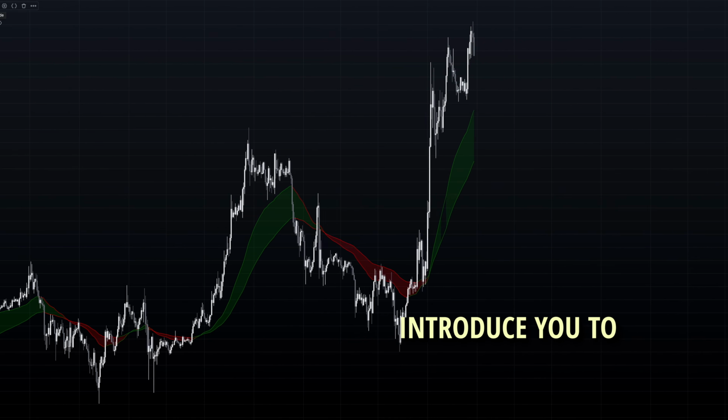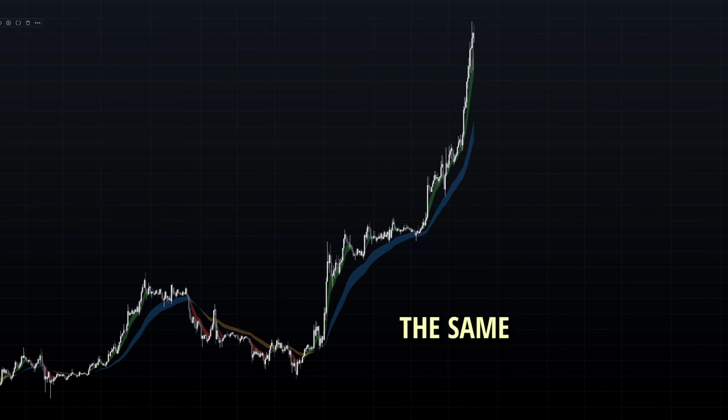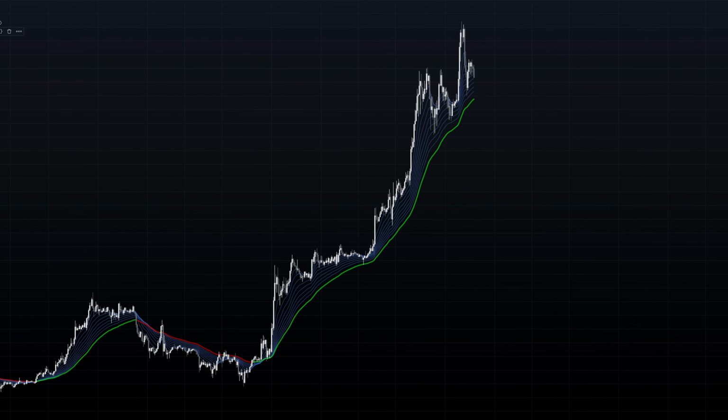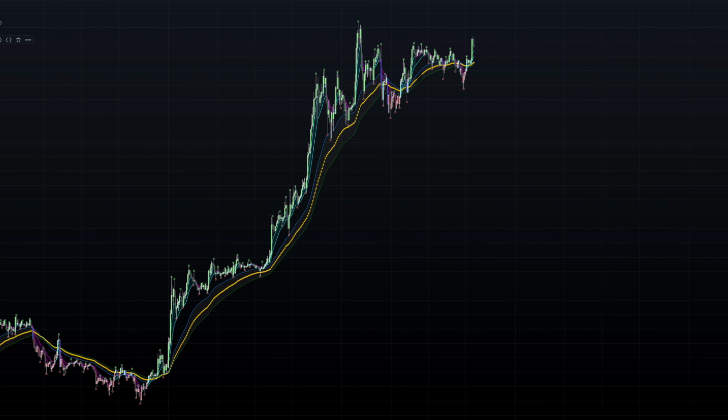Today, I'll introduce you to 5 moving average ribbons available on TradingView. While they all share the same purpose, each stands out with its own unique features, with the 5th being a complete trading system on its own. Let's dive in.